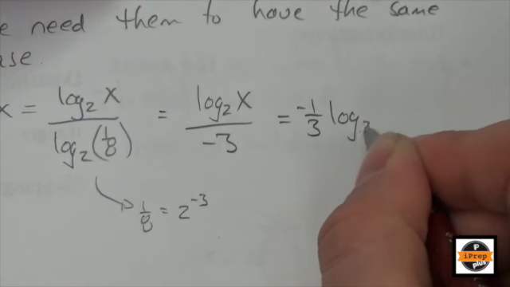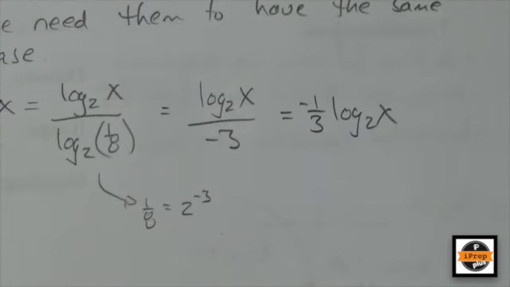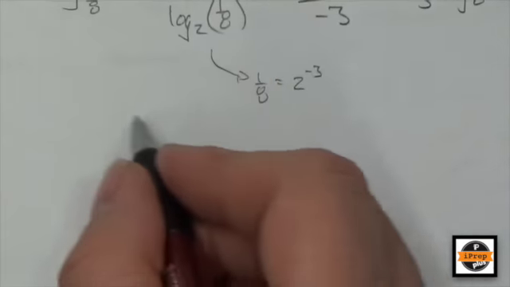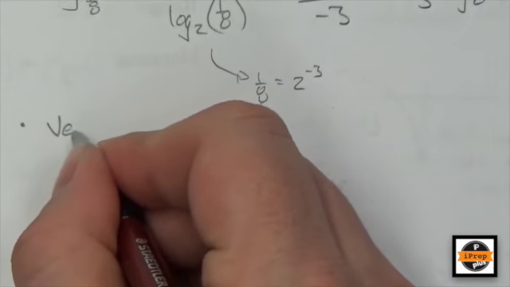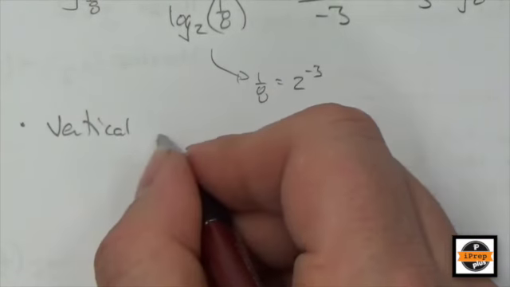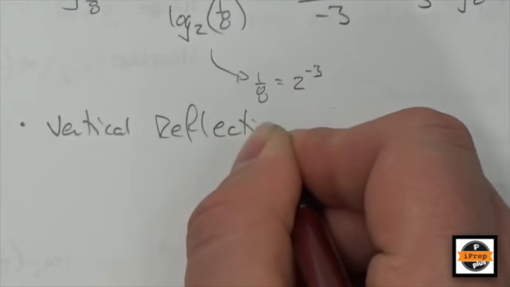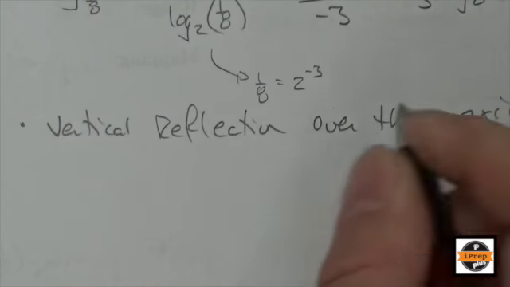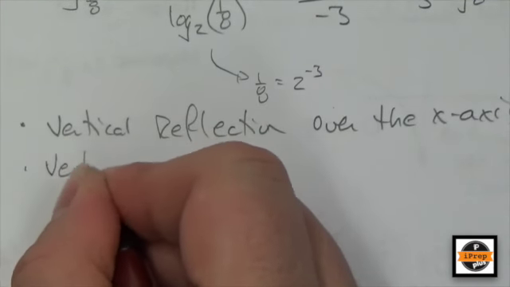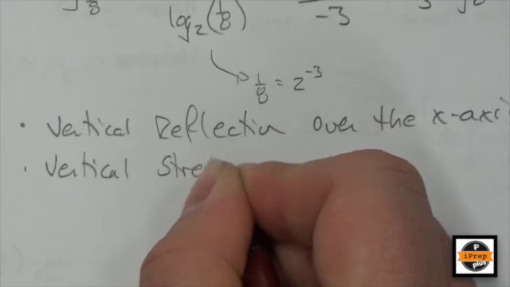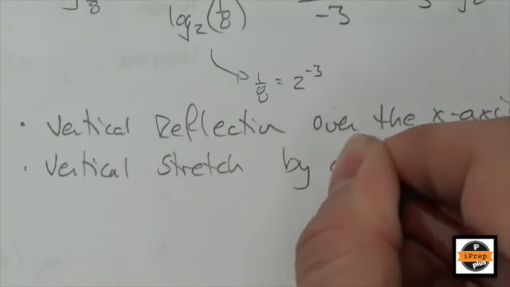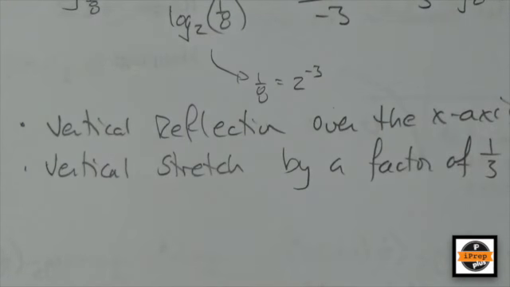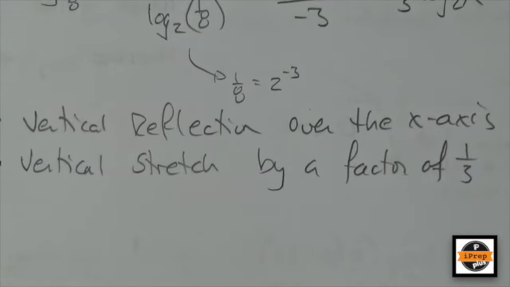We can write it like this, which means, interpreting what I'm seeing right here, there has been, first of all, a vertical reflection over the x-axis, and then a vertical stretch by a factor of 1/3. There you go.